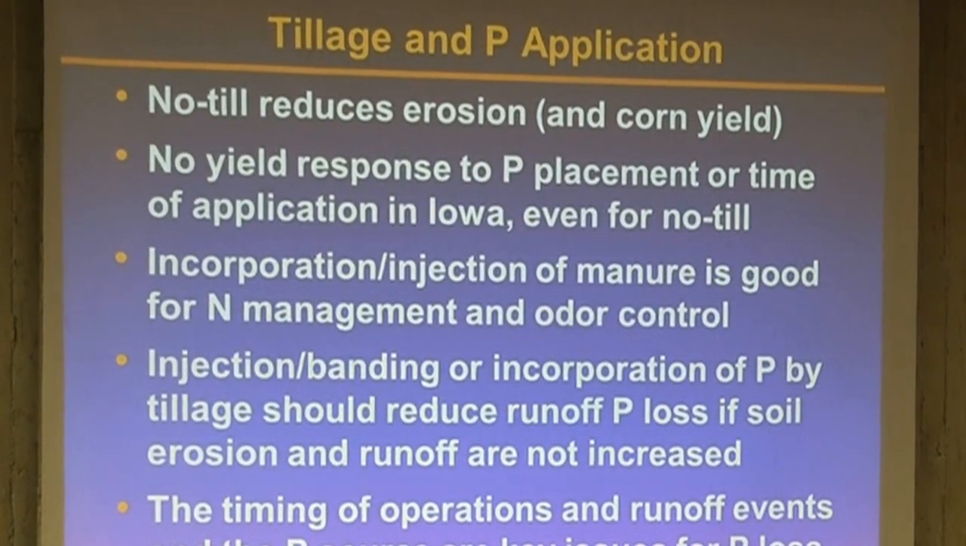Now, the title of the talk relates to T-dash and timing of runoff, things like that. So there are a few things that we need to remember that happen in Iowa. And Iowa is not the same as Vermont or Maryland or the Chesapeake Bay. No-till, it's obvious, we have data that it reduces erosion a lot. Unfortunately, that's one of the brutal realities that Tom Francis was talking about. It tends to reduce corn yield, not necessarily the economics of corn production. There is no yield response to phosphorus placement or time of application in Iowa, even for no-till.